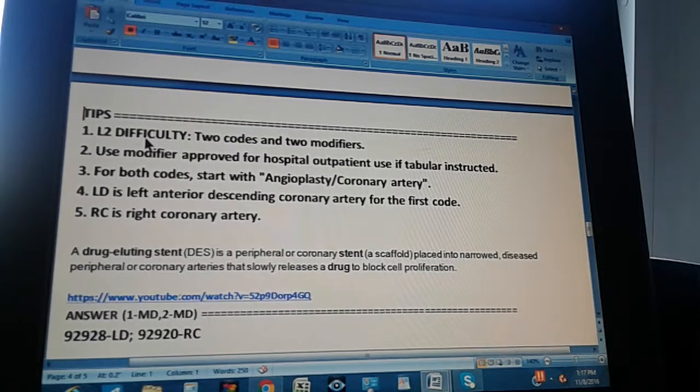First tip: level 2 difficulty, 2 codes and 2 modifiers. Second tip: use modifier approved for hospital outpatient use if the tabular instructs. You have to use the modifier if it was approved for hospital outpatient, and if the tabular tells you to do so. Third tip: for both codes, start with angioplasty, coronary artery, which is the main procedure.